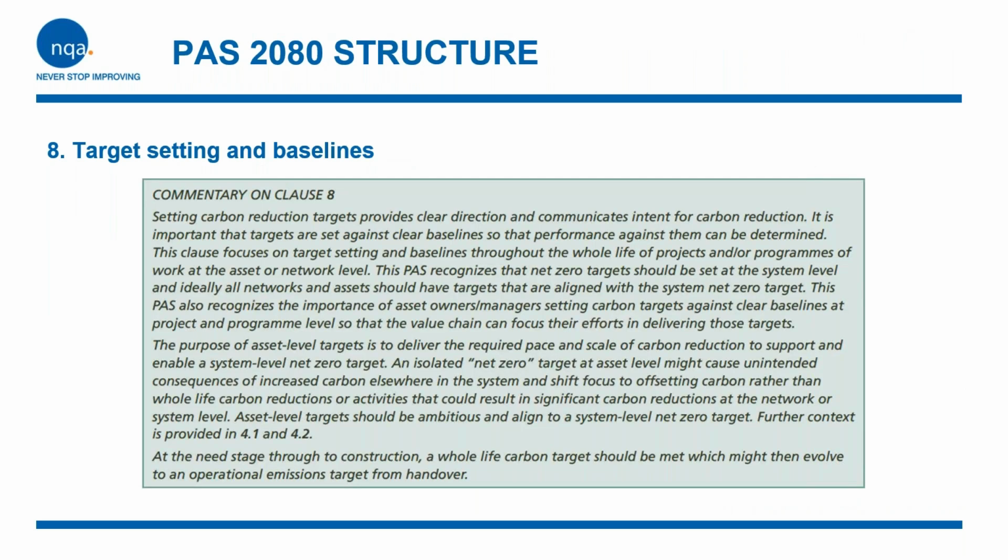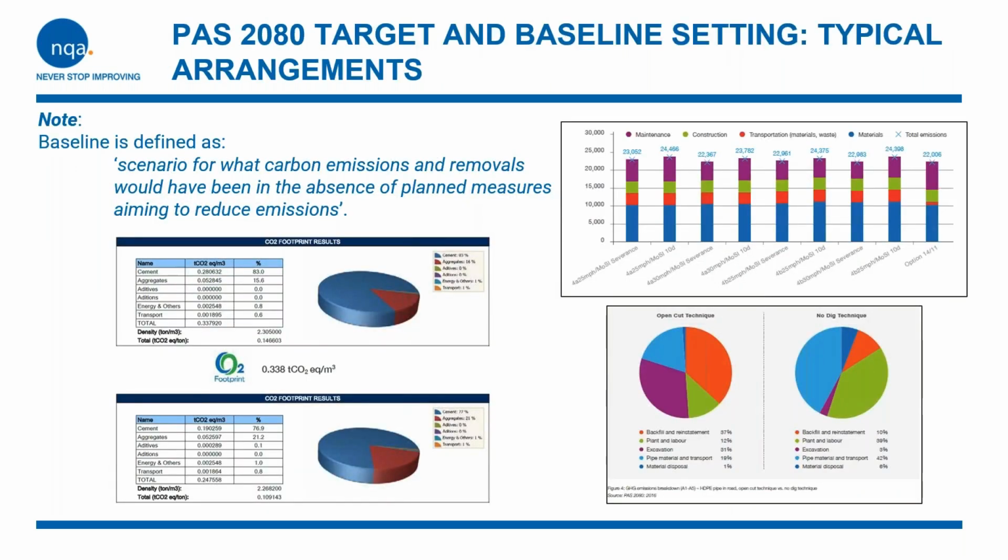Good place to start. Clause 8 is about target setting and baseline. So this is establishing what the baseline is in any project. So baseline is defined in PAS 2080 as the scenario for what carbon emissions and removals would have been in the absence of planned measures aimed at reducing them. And these graphs are just examples of the outputs of this process, where certain materials are being specified, the associated carbon is being calculated, and then alternative low carbon materials which do the same thing are being specified, and lower carbon figures are being produced as a result as well.